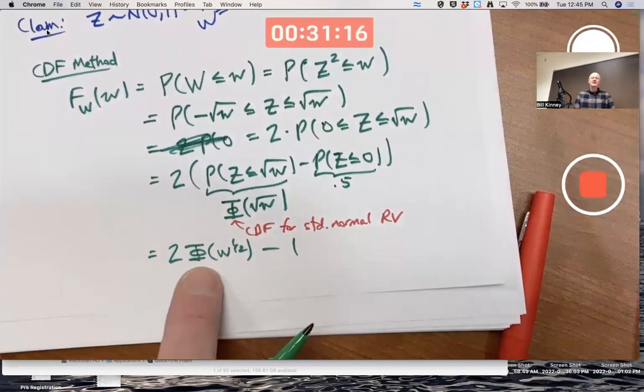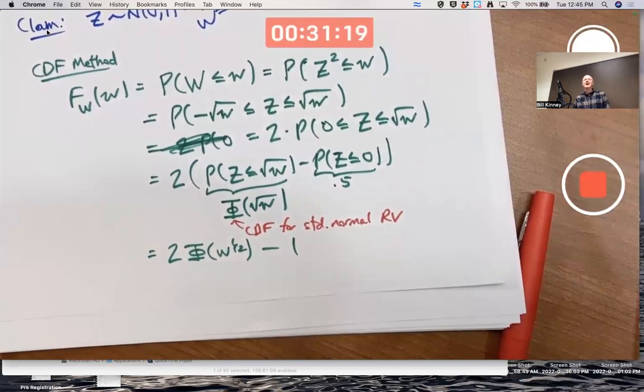Do I need the formula for that CDF? No, you don't. Actually, is there a formula for it? Yeah, kind of, though it involves an integral. It's not an elementary function. It involves erf, right? I showed you erf before, the error function. But I don't need a formula for it because I know its derivative. Let's differentiate now.